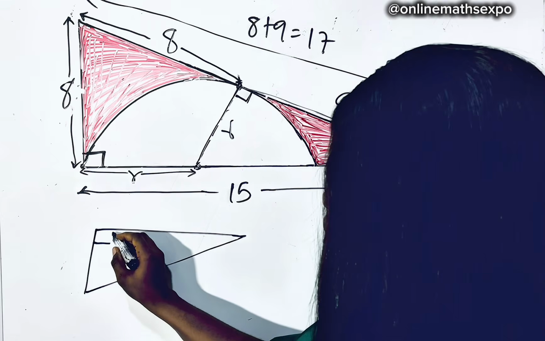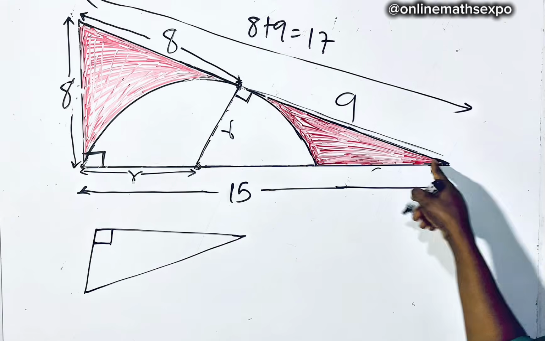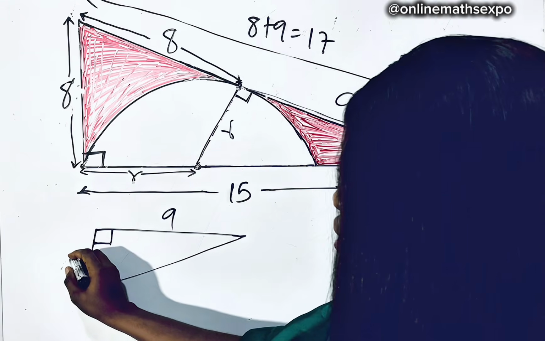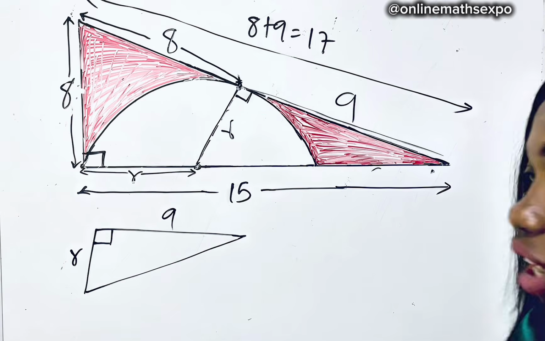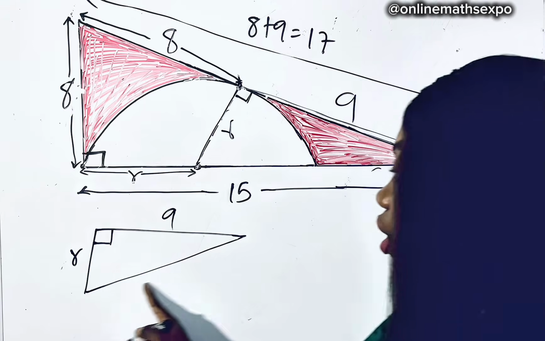So this right angle here, from here to here measures 9 units. From here to here measures R. So what should we do? Remember, we want to find R. You can also get this length. How do we get this length?